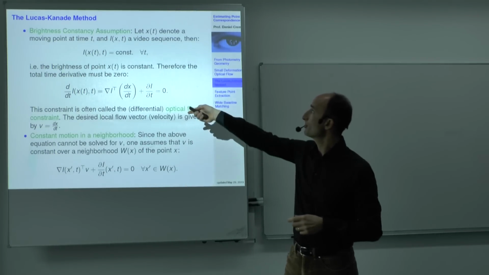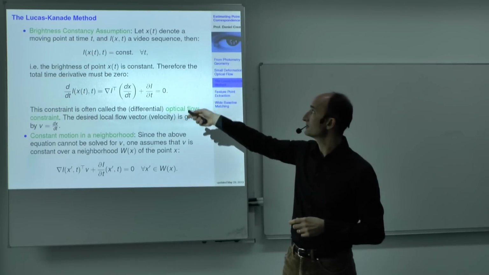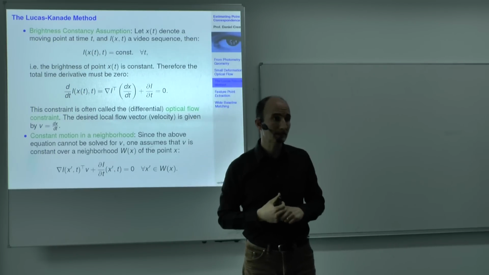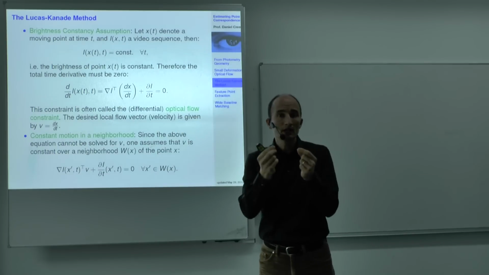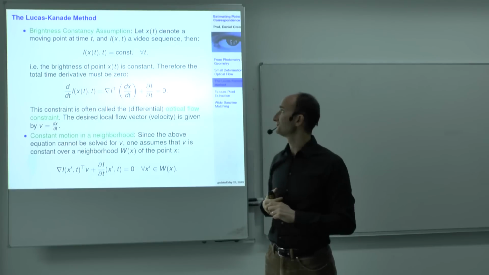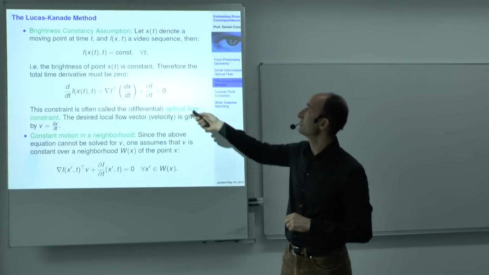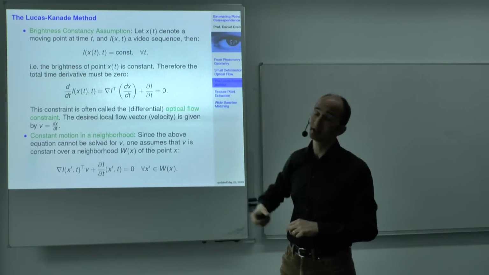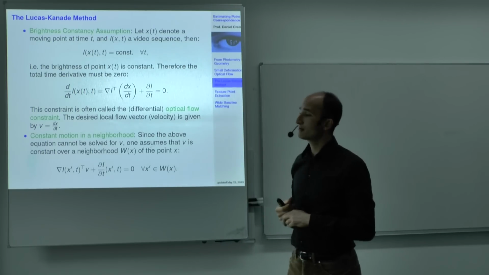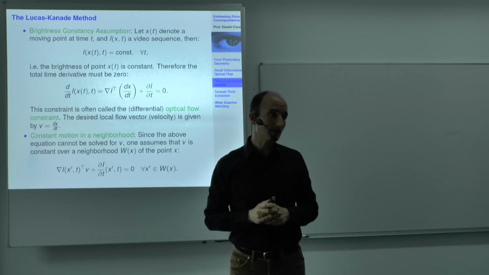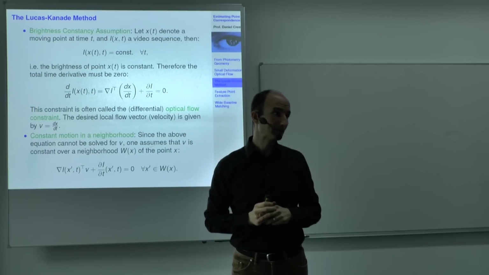And so we assume a point is moving. X of t is the coordinate of that point at time t. So that is a point corresponding to some structure in the image. And then we assume, in addition, that the brightness of that point is constant. That is a fairly strong assumption, and in reality it is almost never fulfilled.